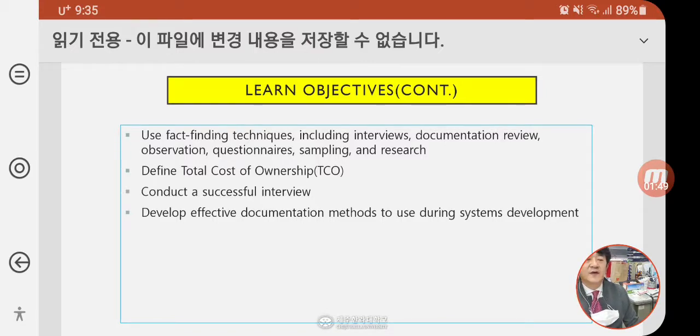And you define total cost of ownership and conduct a successful interview. We develop effective documentation methods to use during systems development.